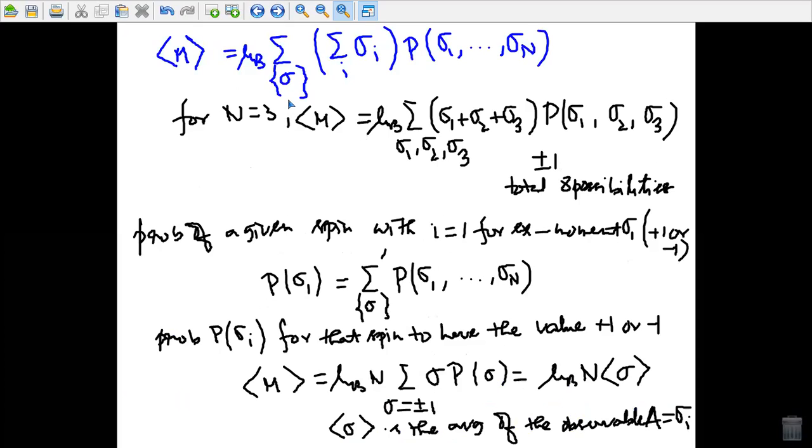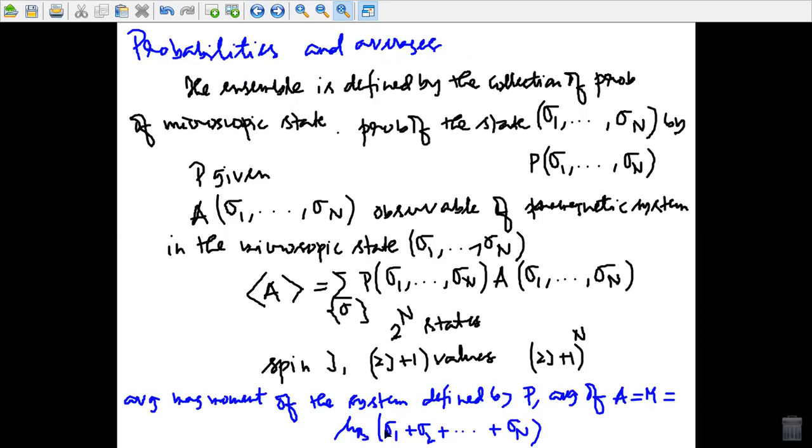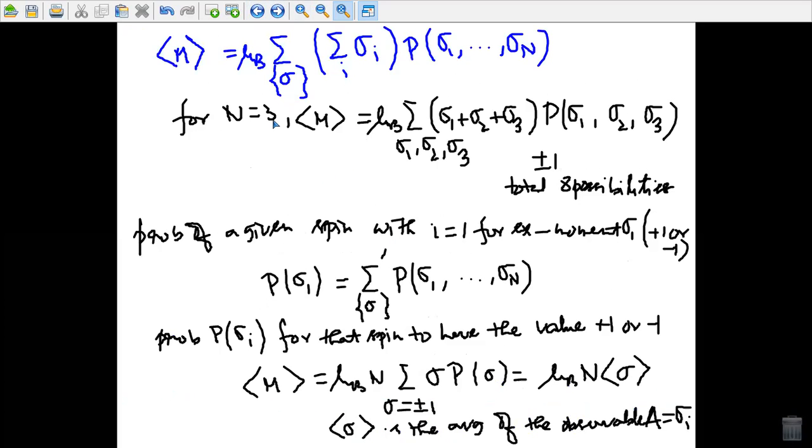This one, mu B times the summation over sigma and again the summation over i of sigma i, times P of sigma 1 to sigma n. This value, you say, A equals M, is nothing but this, and the mathematical symbols can be reduced in writing this equation.